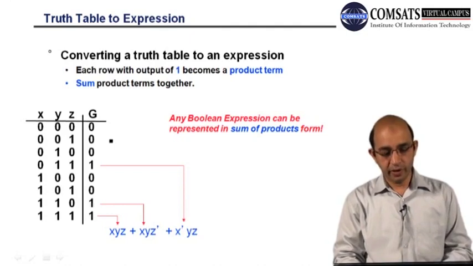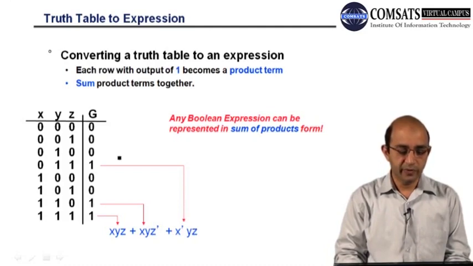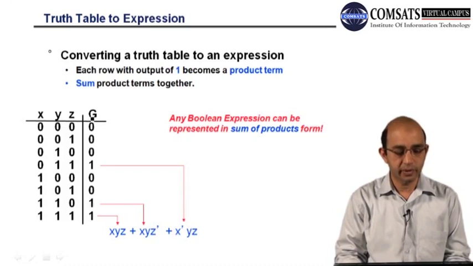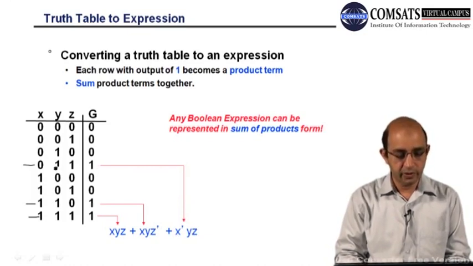In order to construct the Boolean expression from this truth table, we will be looking for the corresponding 1s in this G column, which is representing the output. So here we have one, and then we have one over here and one over here. We will mark those 1s, and then calculate the corresponding Boolean expressions for those rows. So this is the row and this is the column.